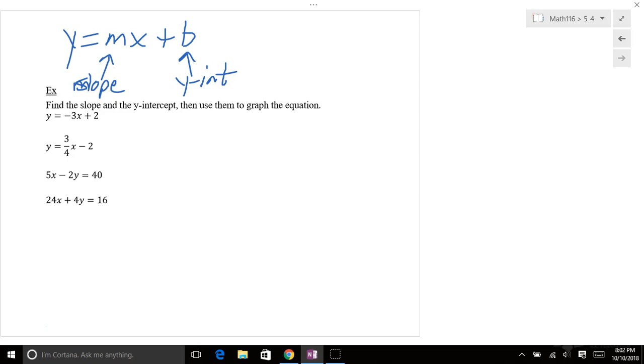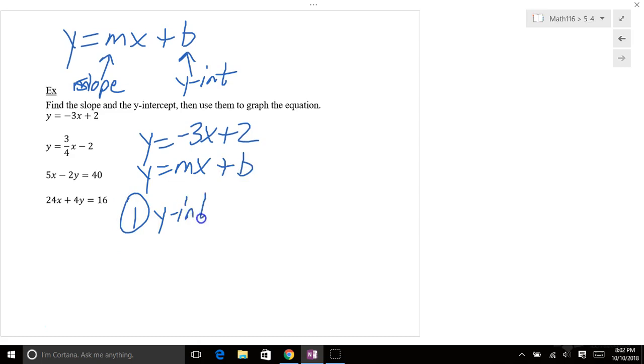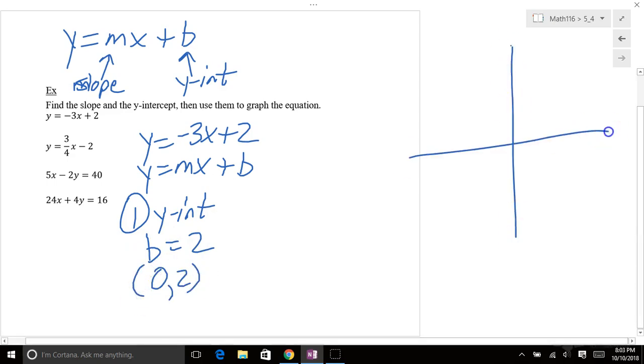So let's do this first one. We got y equals negative 3x plus 2. You got to make sure it's in this form first. And then the first thing you're going to graph is your y-intercept. Well, your y-intercept is the b. Well, the b is 2. So that means your y-intercept is 0, 2 on the graph. So you put that on the graph. It hits the point 0, 2.